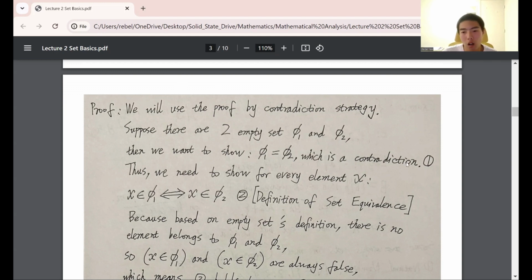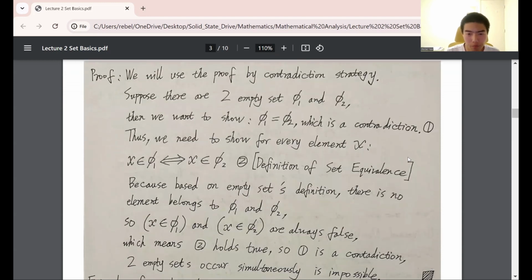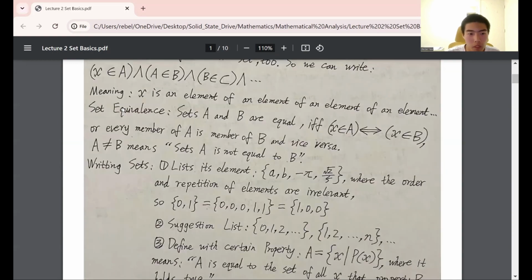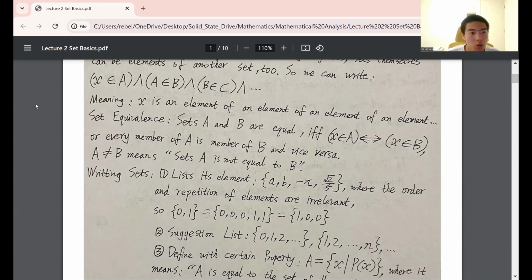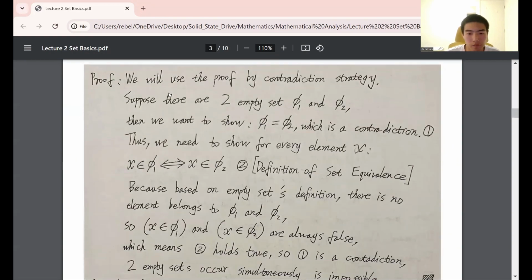Okay, how to prove it? How to prove statement one? So we want to show that for every element x, if x belongs to empty set one, then x belongs to empty set two. And if we can prove the if and only if relationship here, then we are done. This is because it's the definition of set equivalence we defined before. So let's see what the set equivalence says: x belongs to A if and only if x belongs to B. With the same logic, we'll use this definition to prove it. So this proves empty set one is equal to empty set two.